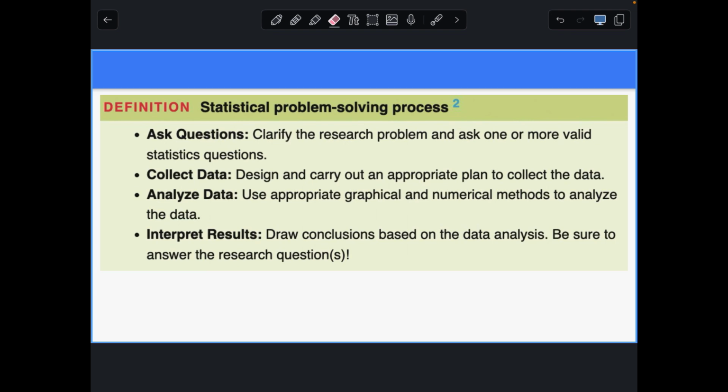We need to ask questions, we need to collect data, we need to analyze that data, and then we need to interpret the results. And again, we've done that, right? We are asking questions, is this soda company telling the truth? We collect data by going to the store, buying sodas, or in this case, rolling dice and doing random numbers. Then we analyze that data. That's where we did the dot plot. Now it's up to you to interpret those results.